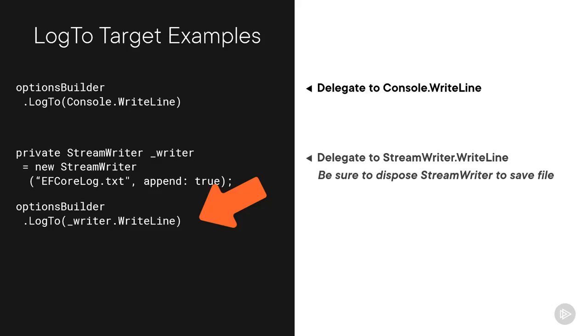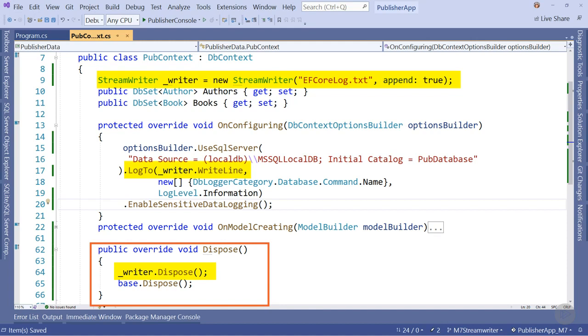and you can ensure that by disposing the stream writer, which you can do when the context is disposed. That means you need to override the dispose method in DbContext, as I'm doing here, so that you can add the extra logic in, calling dispose on your stream writer.